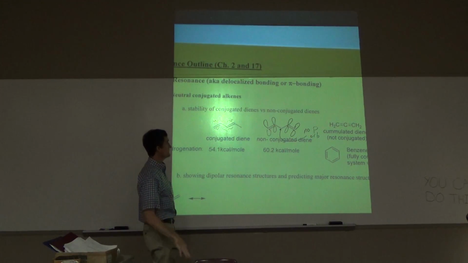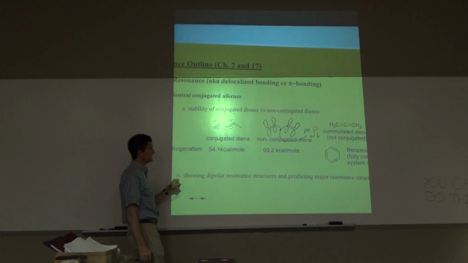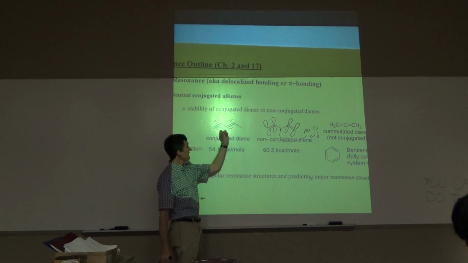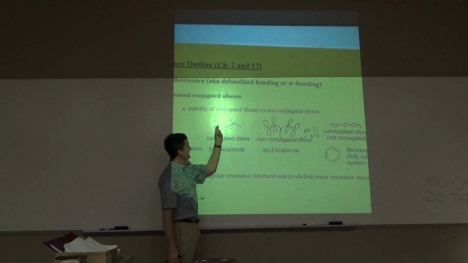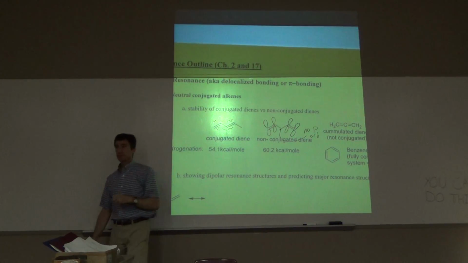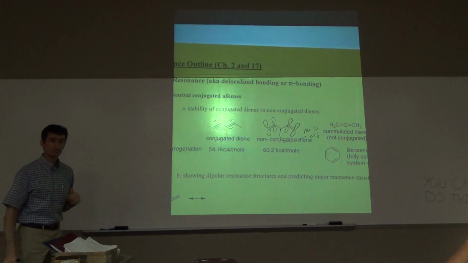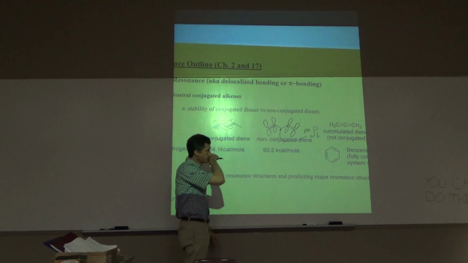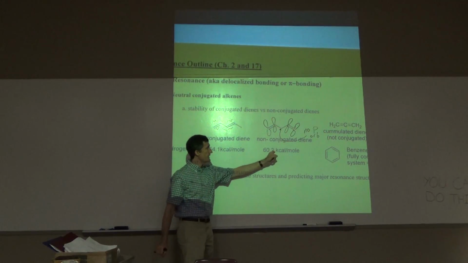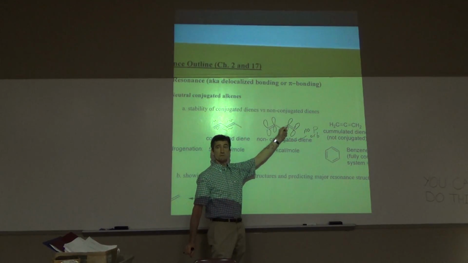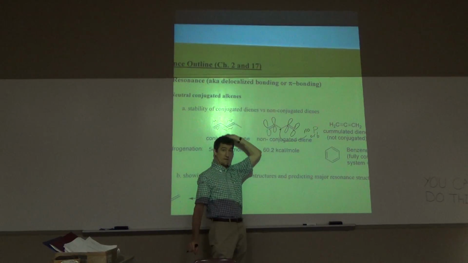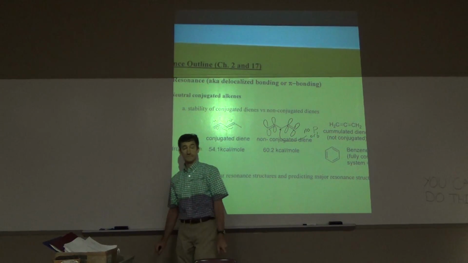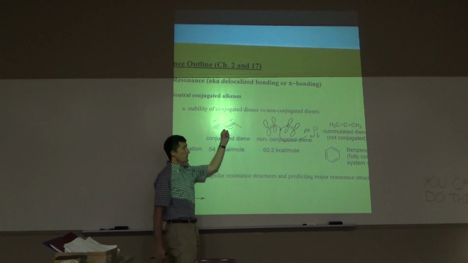Okay, which is more stable? We can look at heats of hydrogenation. If you hydrogenate these, you saturate here, you reduce here and here, and you get 1, 2, 3, 4, 5. Hydrogenation of both of these gives pentane. But this one gives off more heat. It's more exothermic. That implies that this has got more energy to begin with than that. This is not as stable.